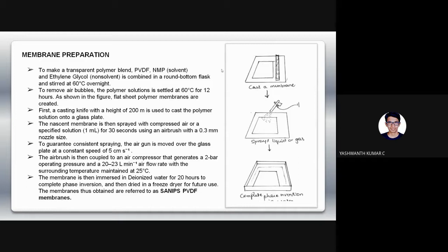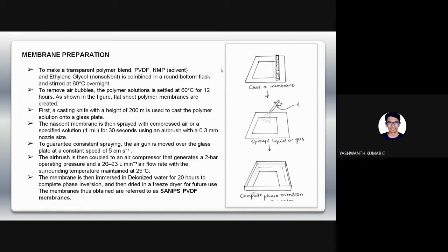First, a casting knife with a height of 200 micrometers is used to cast the polymer solution onto a glass plate. The nascent membrane is then sprayed with compressed air or a specified solution for 30 seconds using an airbrush with a 0.3 millimeter nozzle size. To guarantee that the spraying is consistent, the air gun is moved over the glass plate at a constant speed of 5 cm per second. If a liquid phase spraying substance is used, the membrane should be sprayed with compressed air for an extra 5 seconds to help the liquid solution evaporate faster.